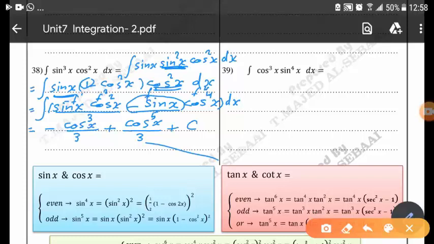Same thing will happen with question 39. I will not touch sine 4, I will divide cosine to the power of 3, and I will work the same way. Okay? Take a screenshot so we can move.